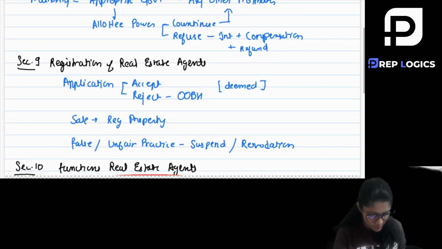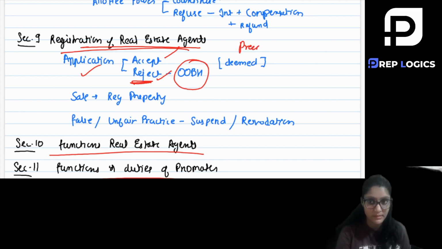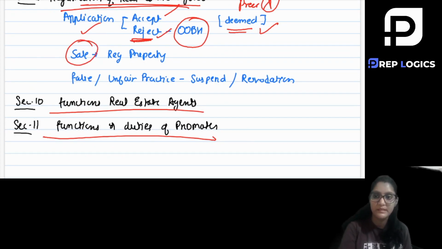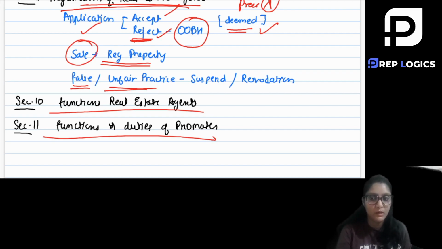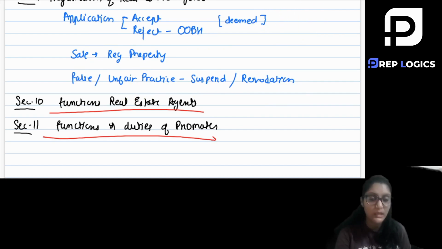Now the real estate agents also need to be registered, and their application must be accepted or rejected. If their application is rejected, they must get the opportunity of being heard, and if within the prescribed time, the time limit has not been prescribed in this case, the application has not been accepted or rejected, it will be considered as deemed acceptance. Now it is given that the real estate agent must sell only the property that is registered. If the agent has done any false or unfair trade practices, then he can be suspended, or his registration can be revoked.